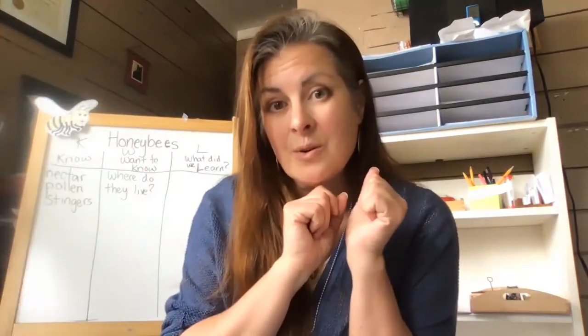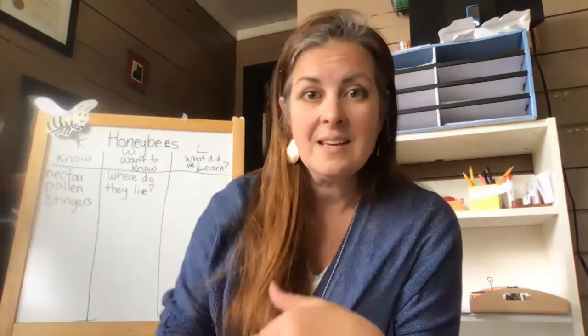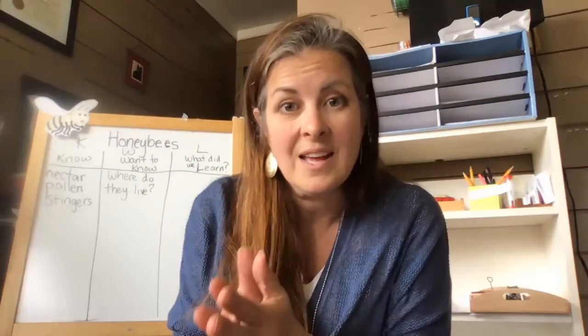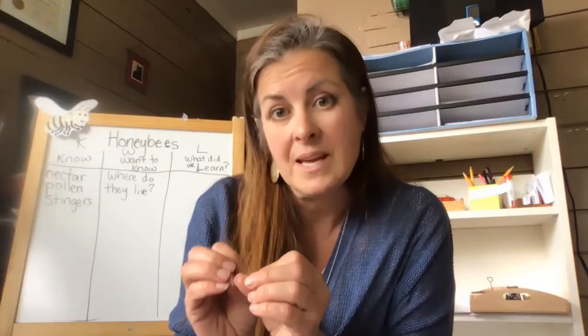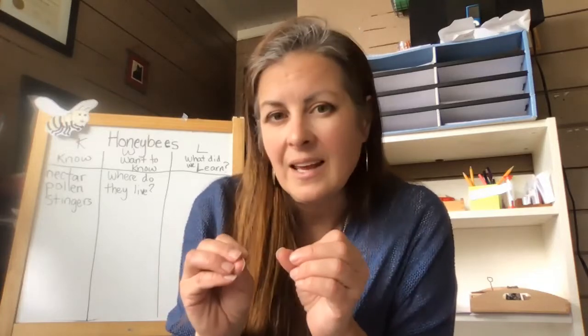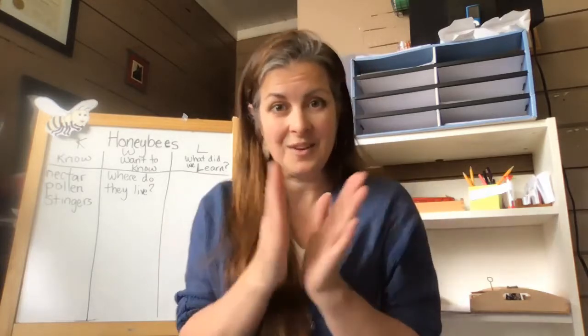Now, I'm going to show you a really fun project. Because bees have to live in hives, we're going to make our own bee hive. It's for a type of bee called a mason bee. And these bees help pollinate. They don't make honey, but they pollinate. And we can make a mason bee hive. And I'm going to show you how to do that.